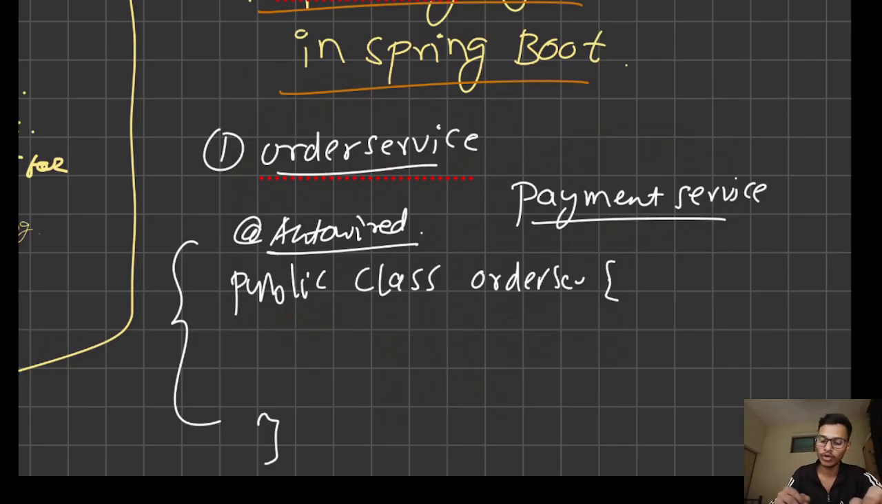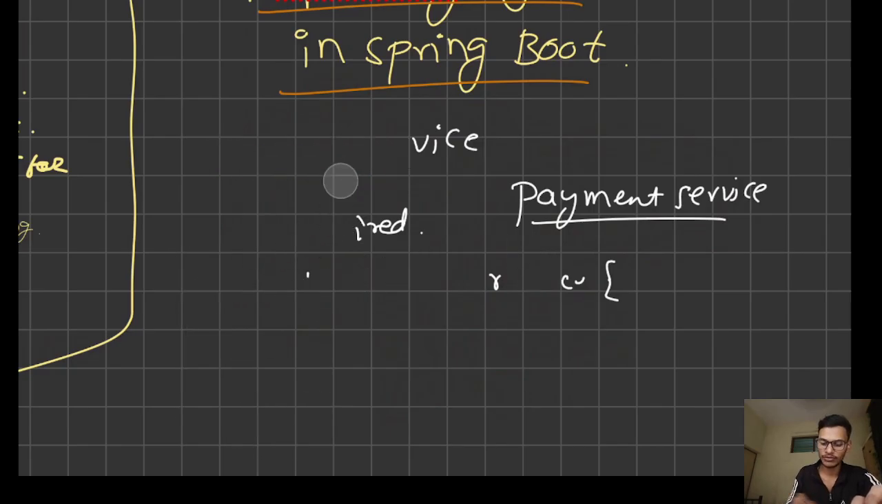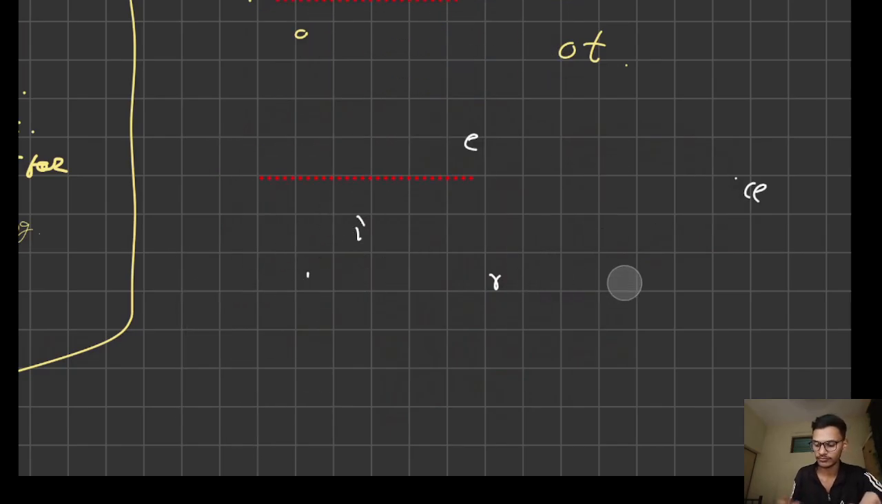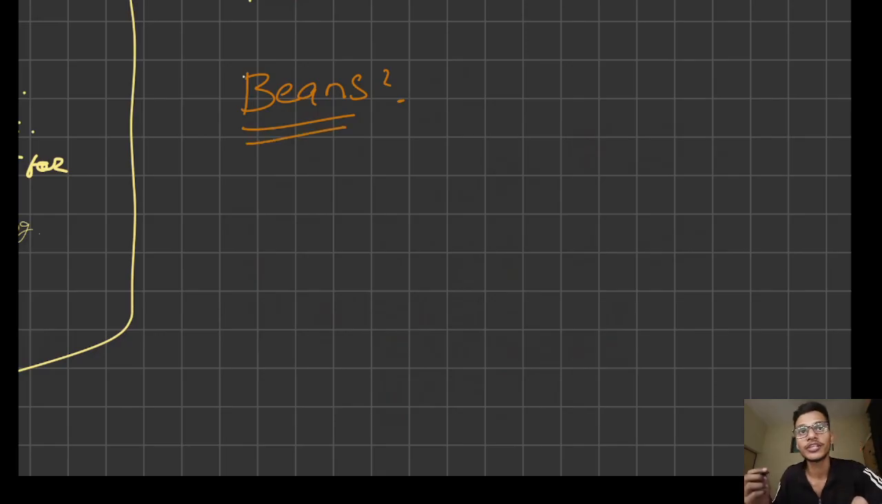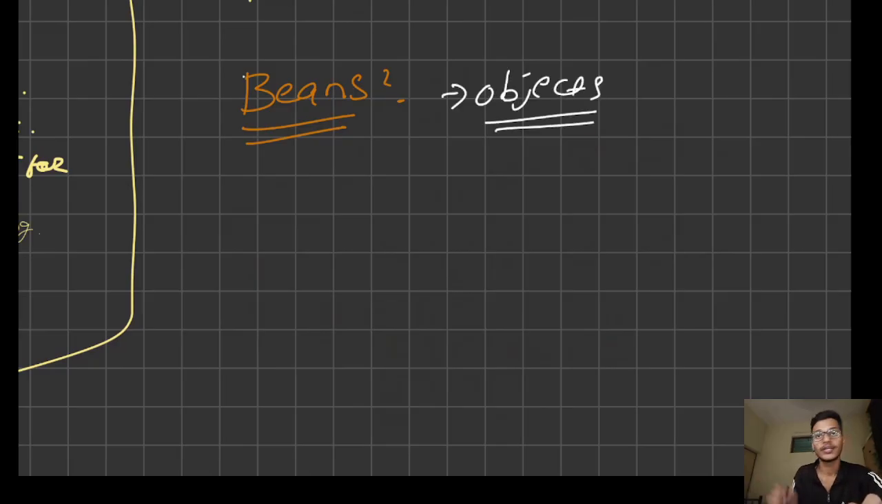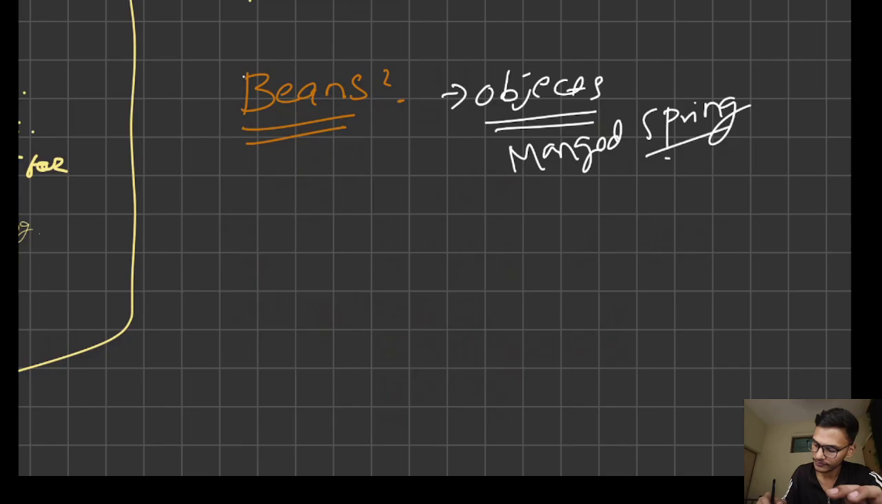Now let's move on. What are beans? In Spring, beans are nothing but objects which are managed by Spring.